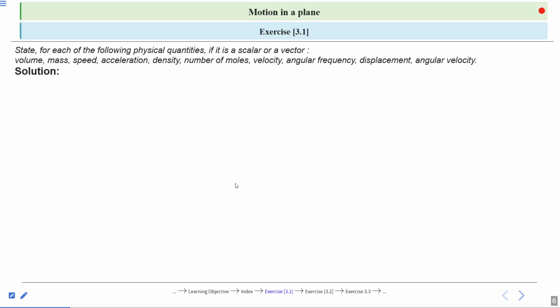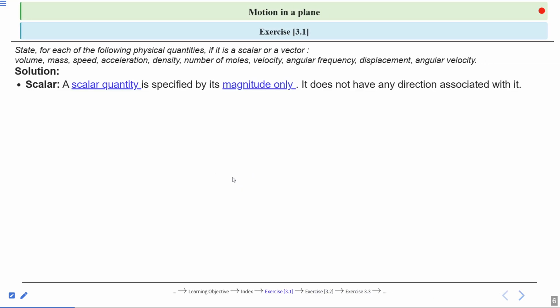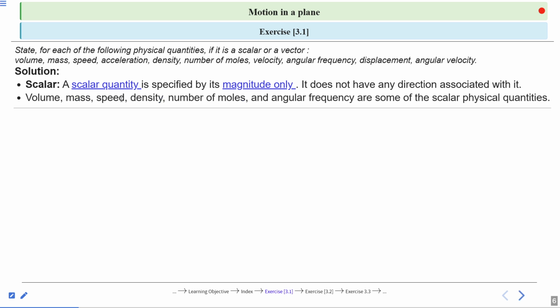So solution. So here the question arises, what is scalar? A scalar quantity is specified by its magnitude only. It does not have any direction associated with it. It means a scalar quantity has only magnitude, does not have any direction. So volume, mass, speed, density, number of moles and angular frequency are some of the scalar physical quantities. These are the scalar physical quantities.